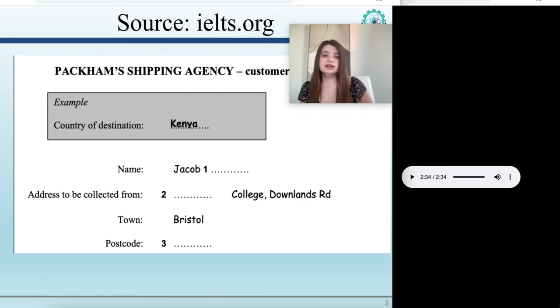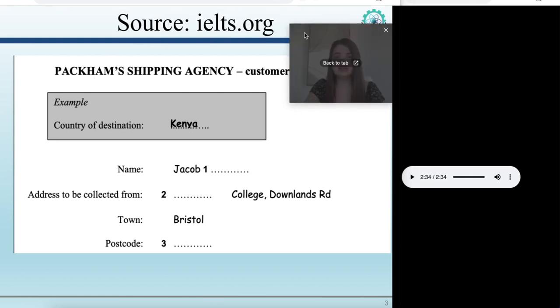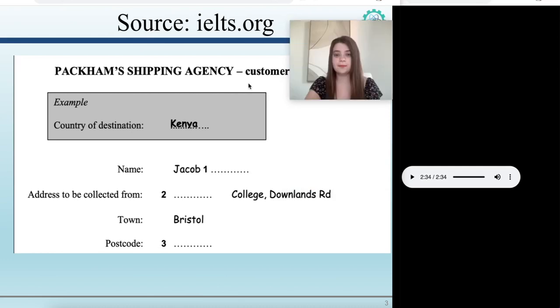It says here Packham Shipping Agency customer quotation form. So it looks like it's going to be someone who works with this shipping agency talking with a potential customer who's looking for a quote, right? Right off the bat, that's what's probably happening here. And what information do we need to listen for before we even play the track? Well, the name of the customer is Jacob, and we don't know his last name. He's probably going to tell the customer service representative his last name. We have to listen for it and write it down.